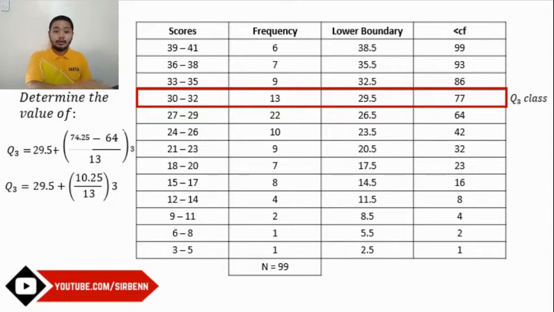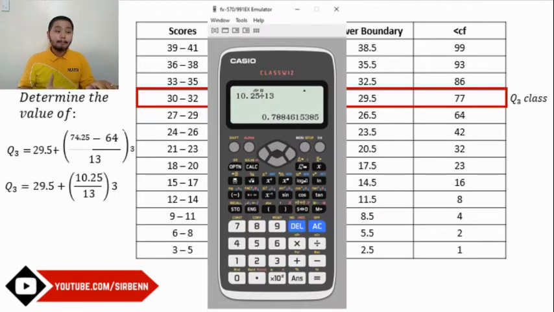So using our scientific calculator, ako ginagamit ko yung Casio ClassWiz. Gagawin ko niyan dito, divide ko muna yung nasa loob ng parenthesis. So 10.25 divided by 13. So that would be, ayan siya. Tapos, multiply that answer by the interval. So, yung answer natin ngayon, 0.788, multiply ko siya sa interval which is 3. Tapos, yung sagot natin, i-add ko siya doon sa lower boundary which is yung 29.5. So, ibig sabihin ngayon dito, yung estimated value ng third quartile natin is 31.87.